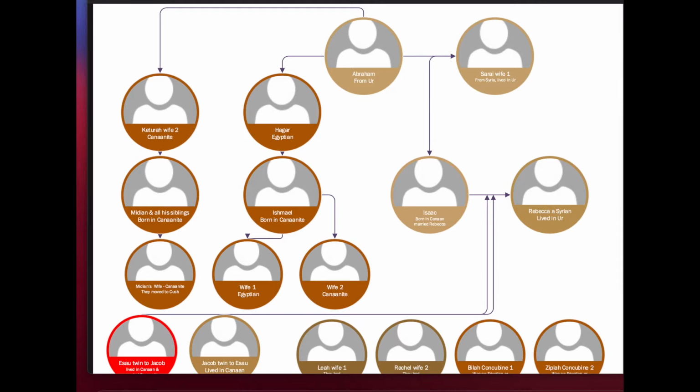This is the family tree of Jacob, who's also known as Israel. However, it starts from Abraham and it goes all the way down to Jacob, and then from Jacob, his 12 sons, and then of the 12, there's Joseph and his 2 boys. That's where it ends.